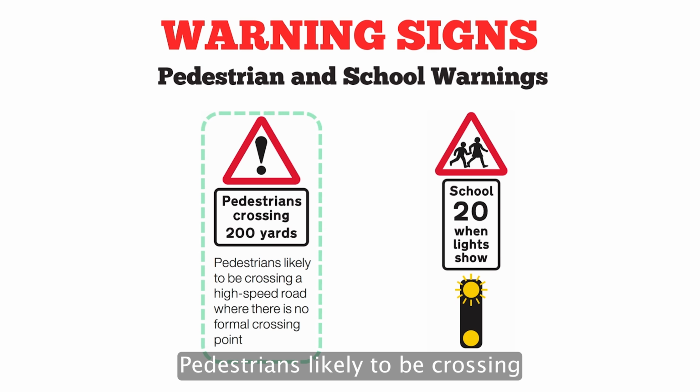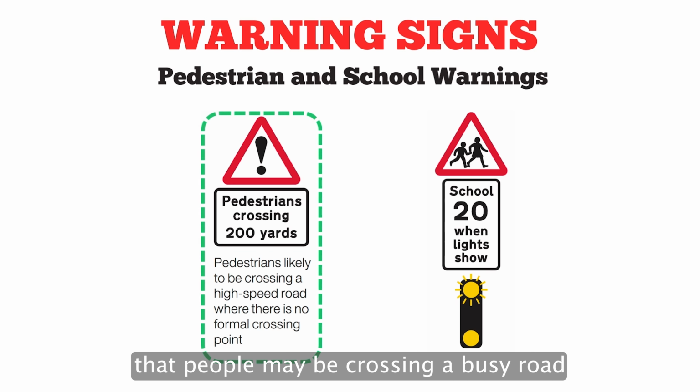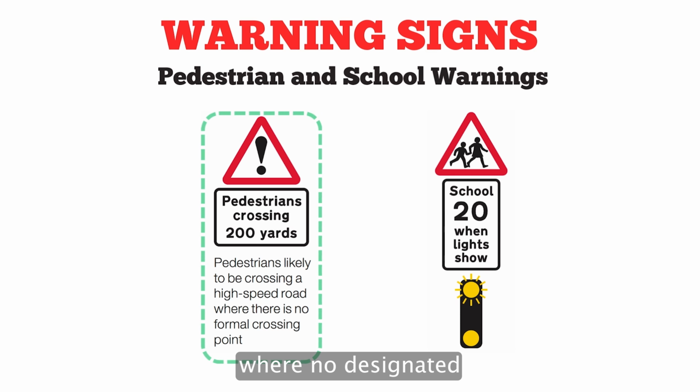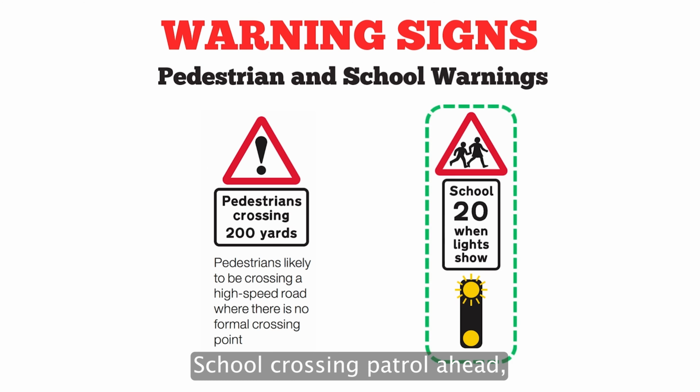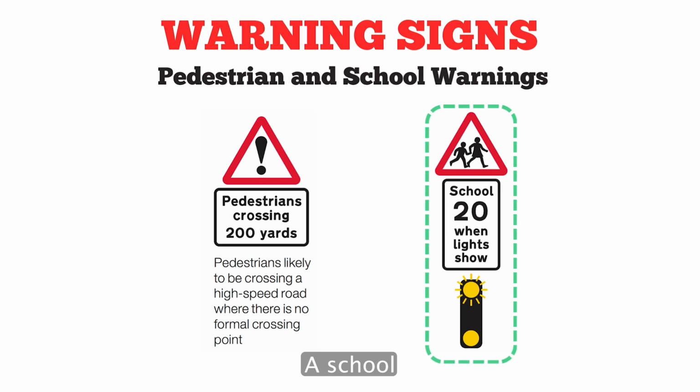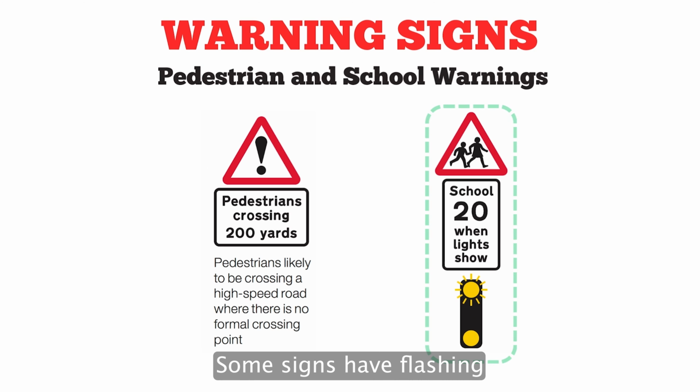Pedestrians likely to be crossing a high-speed road without a crossing point. Warns that people may be crossing a busy road in areas where no designated pedestrian crossings exist. School crossing patrol ahead. A school crossing guard may be assisting children across the road. Some signs have flashing amber lights when active.